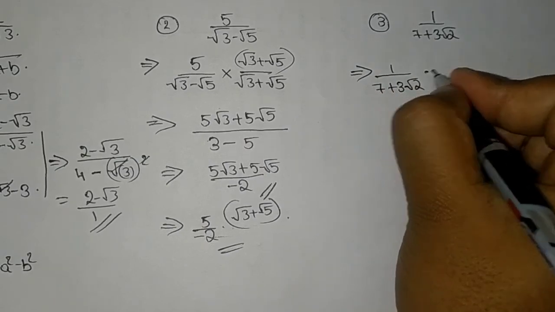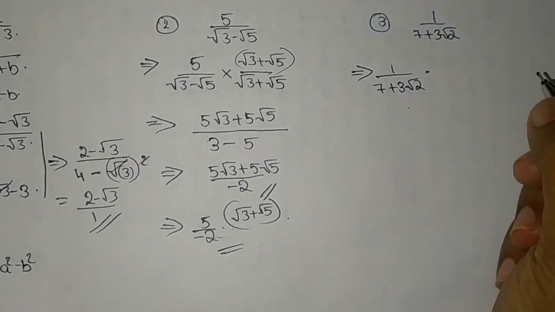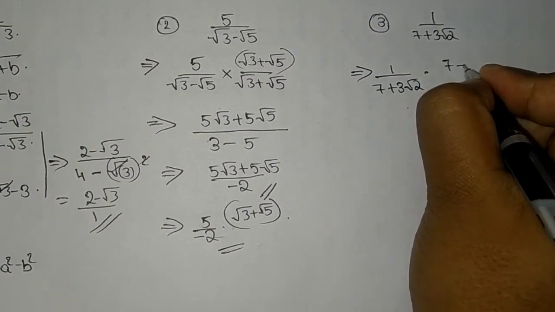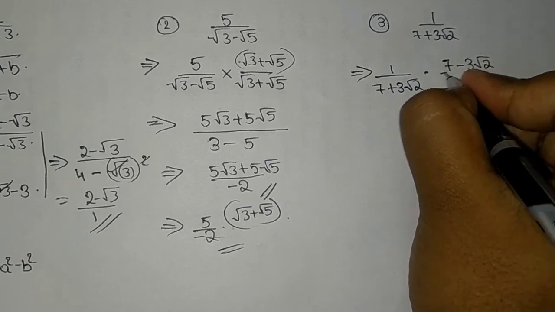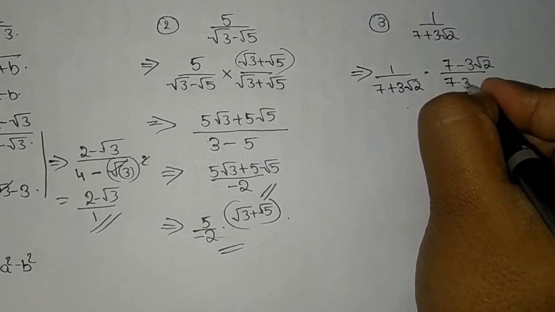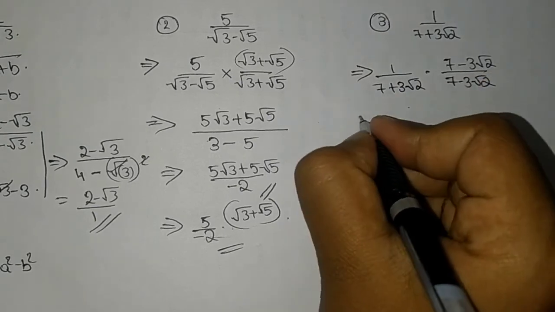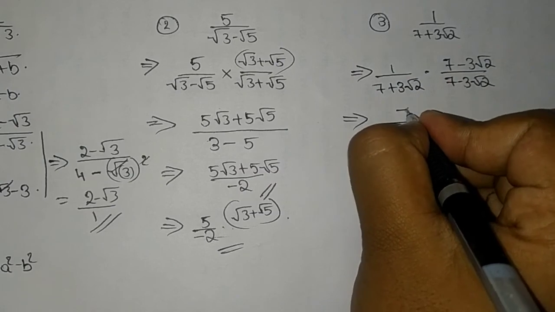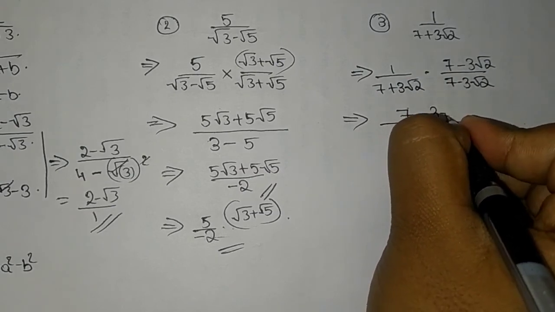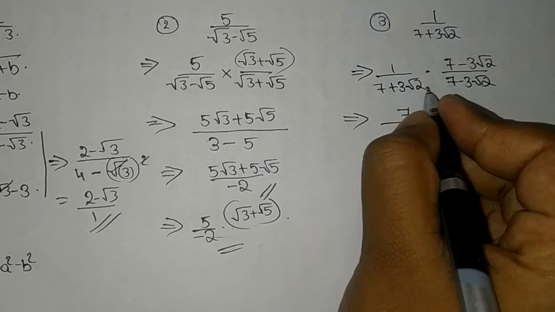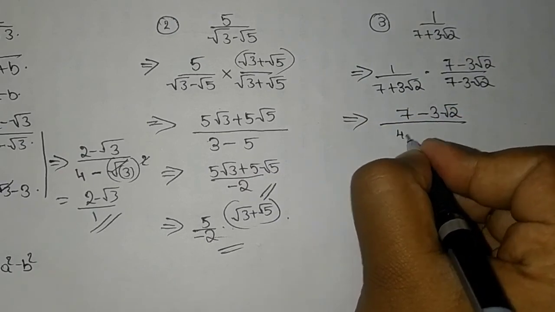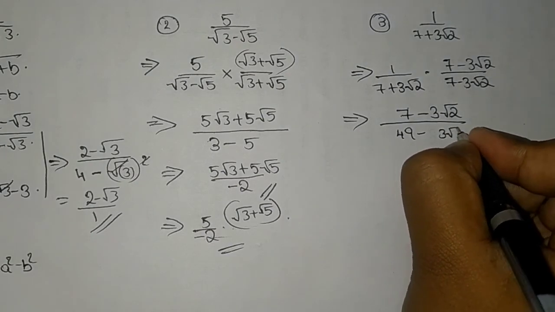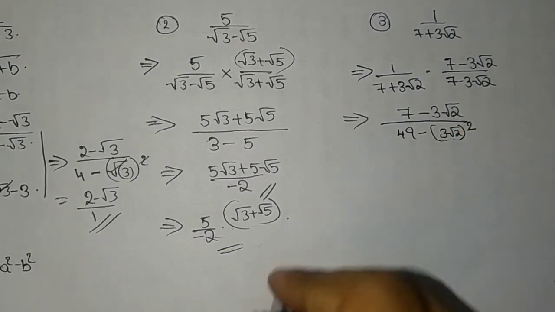Next, 1 by 7 plus 3 root 2. Multiply with the rationalizing factor or conjugate. Take the inverse. Everything is easy, same. 1 into something is something itself. A plus b into a minus b gives a square, 7 square is 49, minus b square. Here b is 3 root 2, squared.